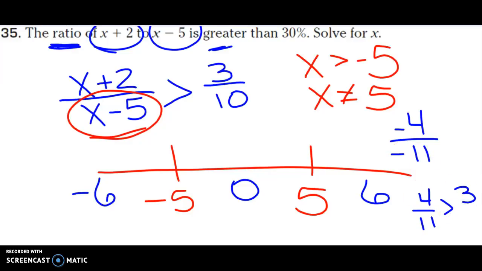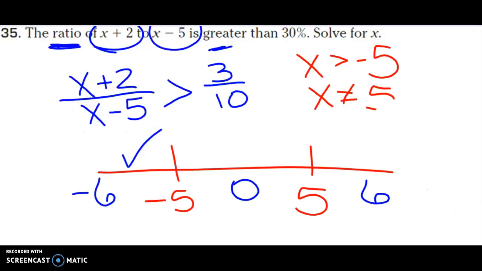Is that greater than 3 over 10? Not sure. Let's calculate that. Okay, so it's 0.36 repeating. So yes, it is. It's working. All right, and let's put in a 0 for x. So let me erase some of this real quick. Okay, so putting in a 0 for x gives us 2 over -5. Is that greater than 3/10? No, it's negative, so it's not going to work.